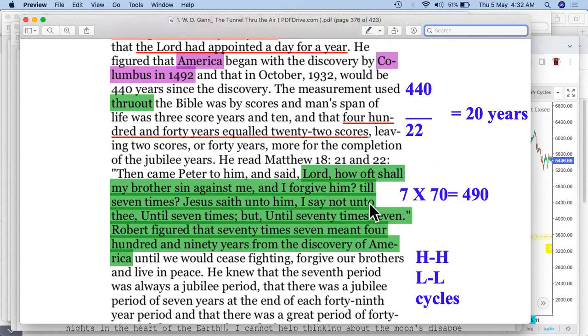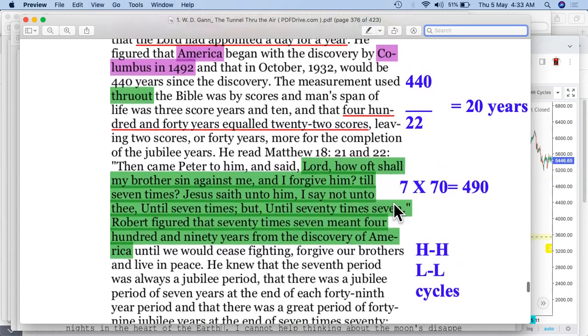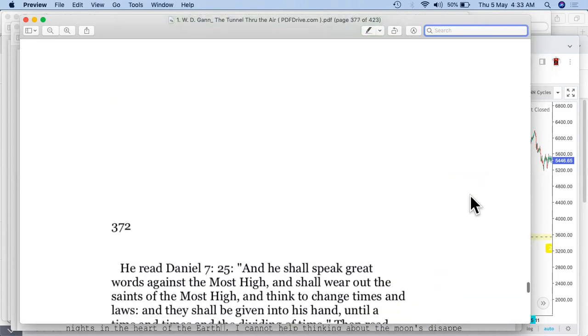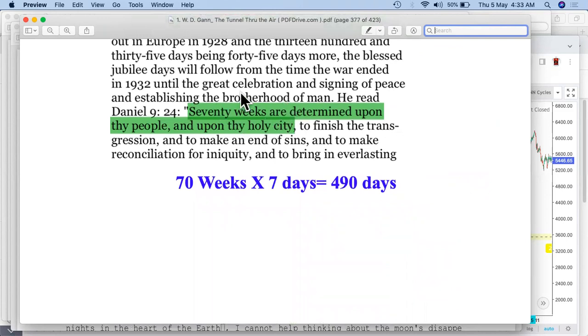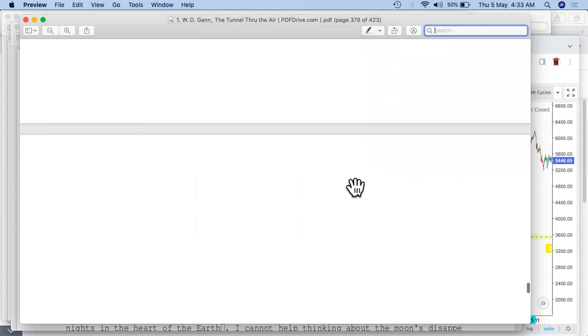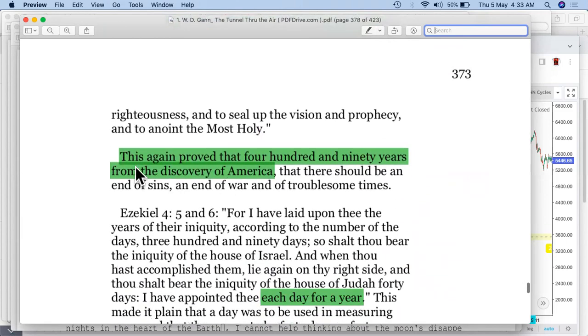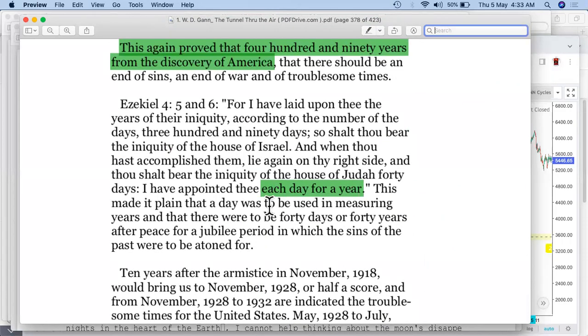So probably these are the same cycles which are there, again coming in terms of different interpretations. So this can be 490 days, 490 weeks, 490 years, as per the interpretation that we have. This is specifically talking about weeks only, so this is 490 days to be specific. And we took this cycle of 490 days. This again proved 490 years from the discovery of America. So this can be year for a day or day for a year.